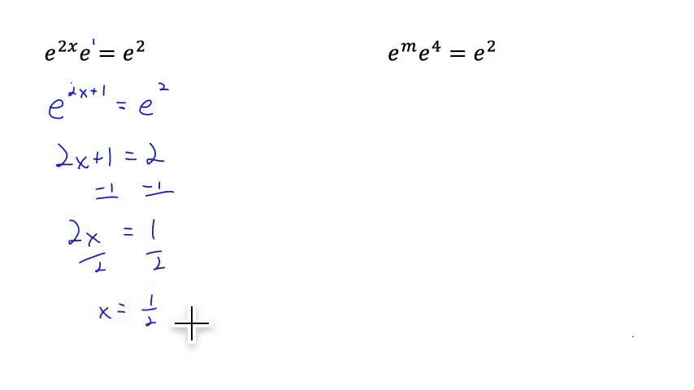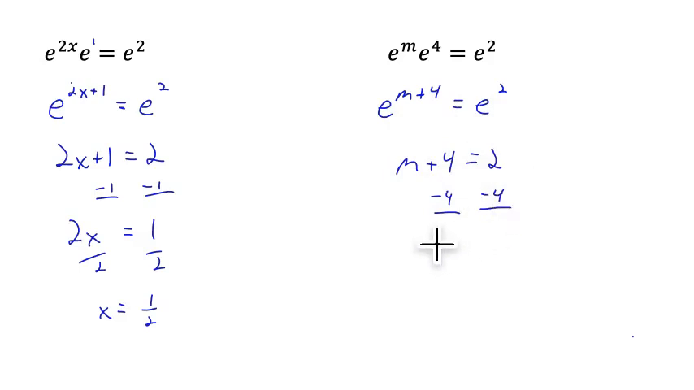Similarly over here, we have two exponential expressions being multiplied with the same base, so we add the exponents. Now we have two exponential expressions with the same base equal to each other, so the exponents must be equal. Now we can solve for m.